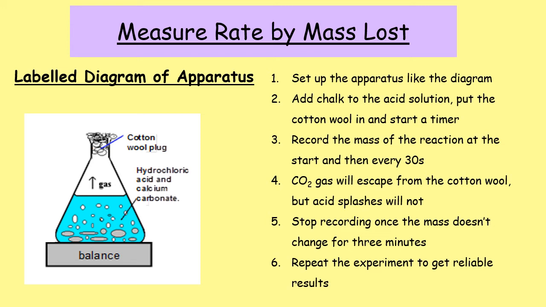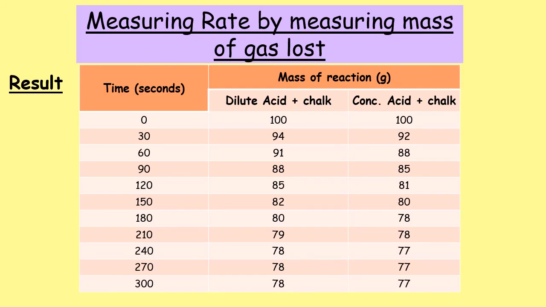With an experiment like this, you will notice that in the table, as the time increases, the mass of the reaction decreases. And that is because carbon dioxide gas is escaping. And the mass of the carbon dioxide is what is being lost from the reaction. Once you've got a table, you would then plot a graph.